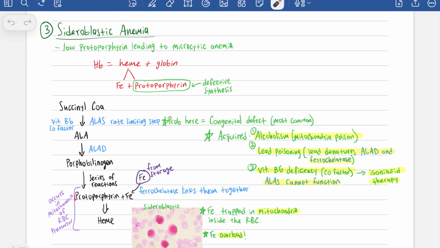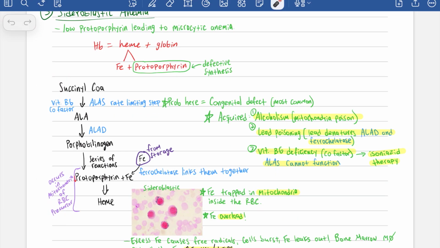The next type of microcytic anemia is called sideroblastic anemia, and this is a problem with protoporphyrin. We're not forming enough protoporphyrin. There's some kind of defect in the synthesis of protoporphyrin, and thus we can't make heme, and heme can't bind to globin, and we can't make hemoglobin. And so we're anemic, right, by definition. This is a shortened version of how we get to protoporphyrin and heme and all that kind of stuff.